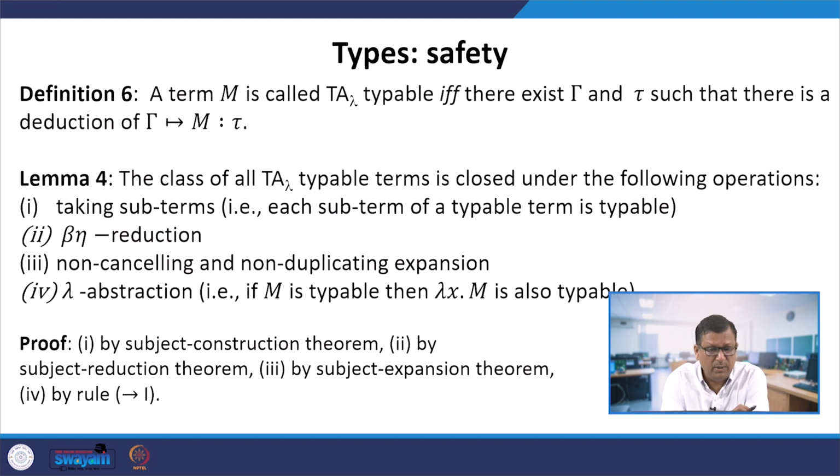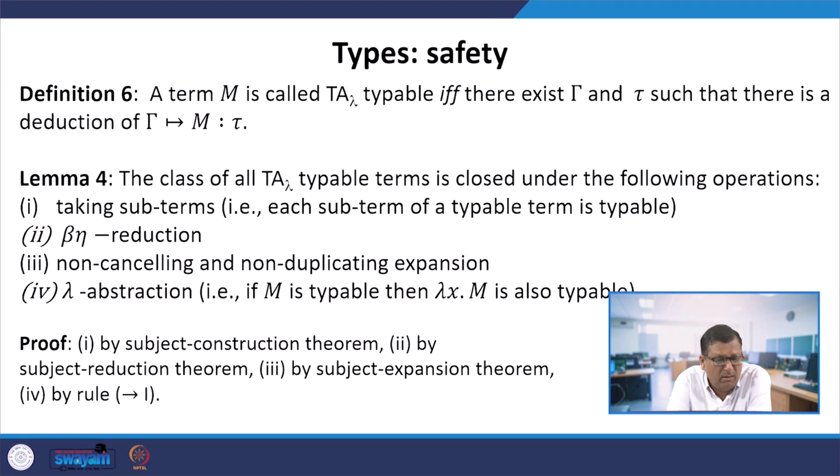Next, we give a definition for typeable. A term M is called TA lambda typeable, so we are in the system TA lambda, if and only if there exists a context gamma and a type tau such that there is a deduction of the formula gamma turnstile M has tau.